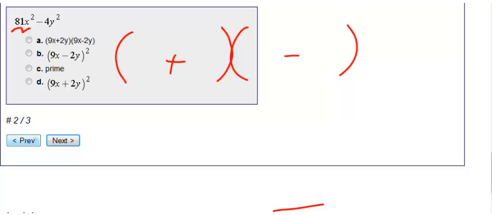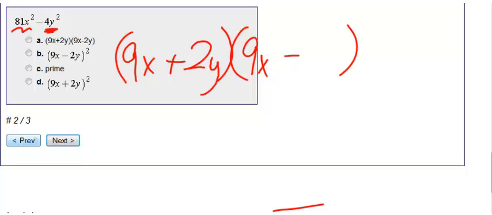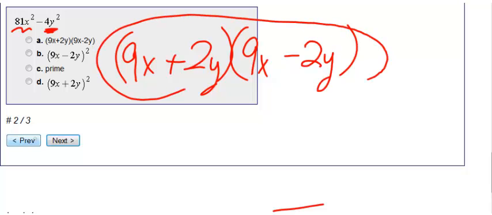I look at this first term, 81x squared. The square root of 81 is 9. So I have a 9x, a 9x. 4y squared. The square root of 4 is 2. So I have a 2y and a 2y. So we get 9x plus 2y, 9x minus 2y, which is choice A.